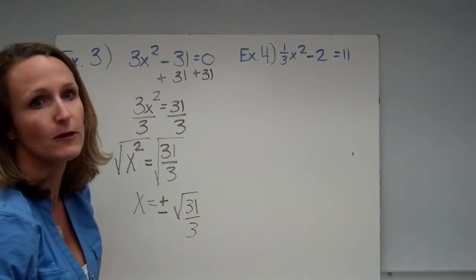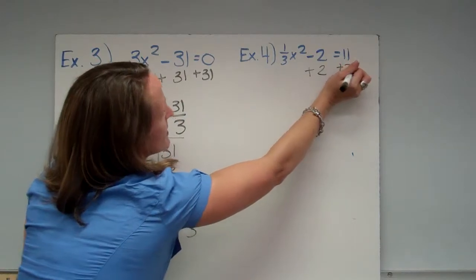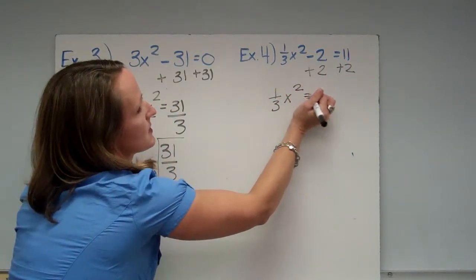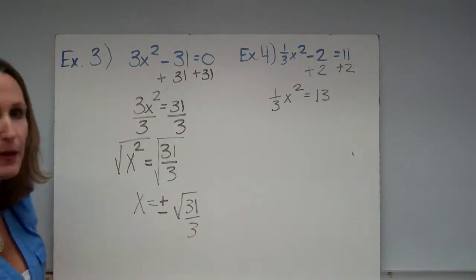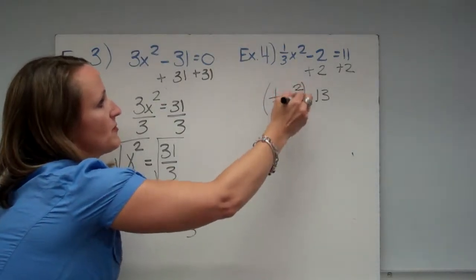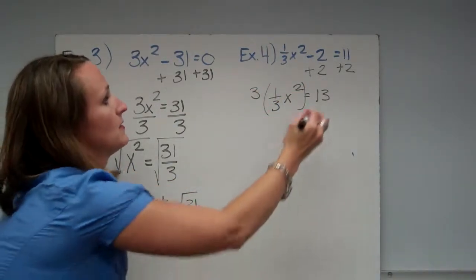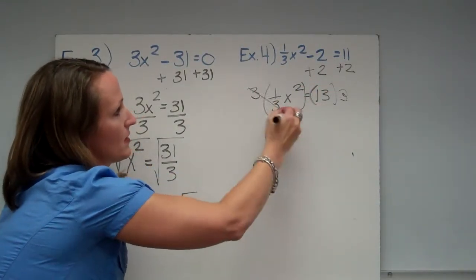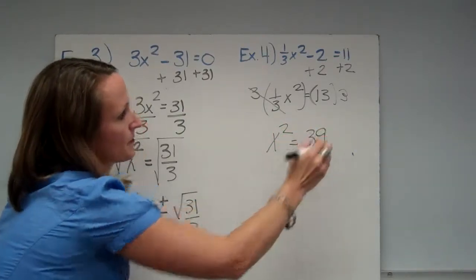This one looks even more complicated, so let's start solving our equation. One third x squared is going to equal 13. Now, I want to get rid of my one third. To get rid of a fraction, we multiply by the reciprocal, and in this case, the reciprocal is 3. So we are now going to have x squared equals 39.